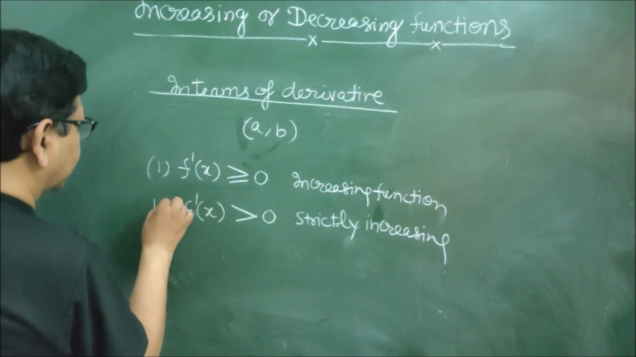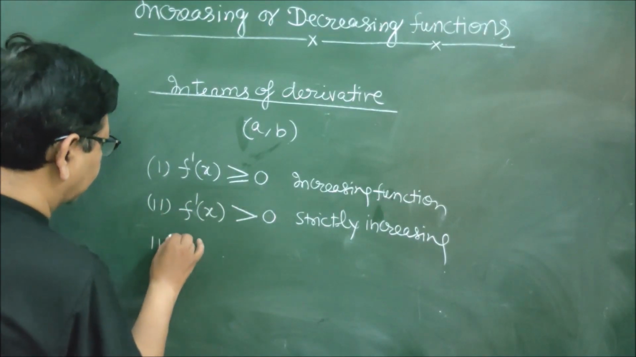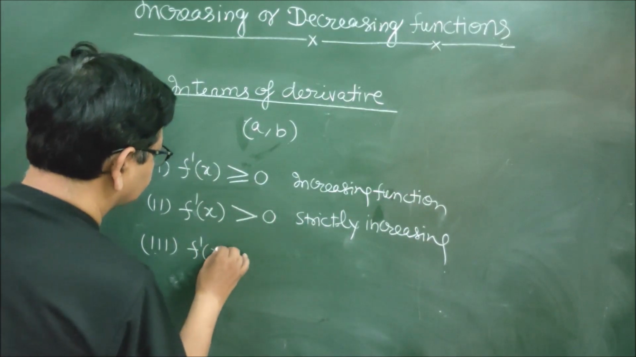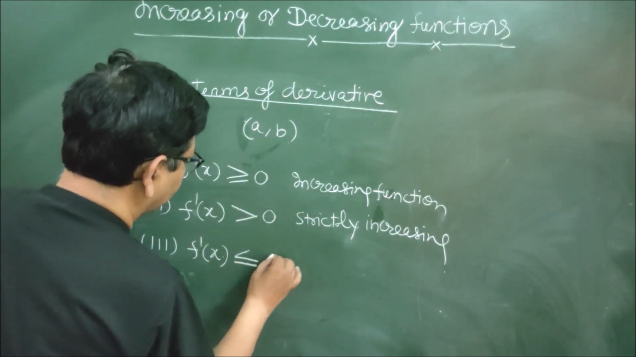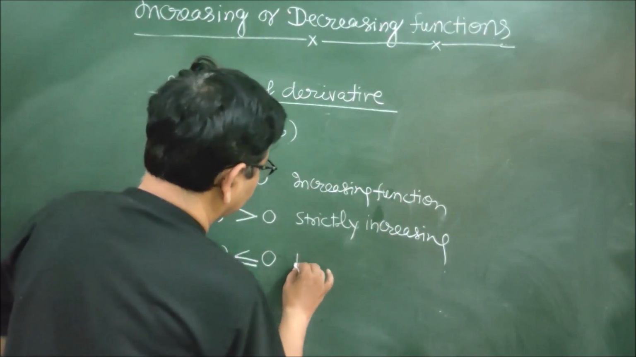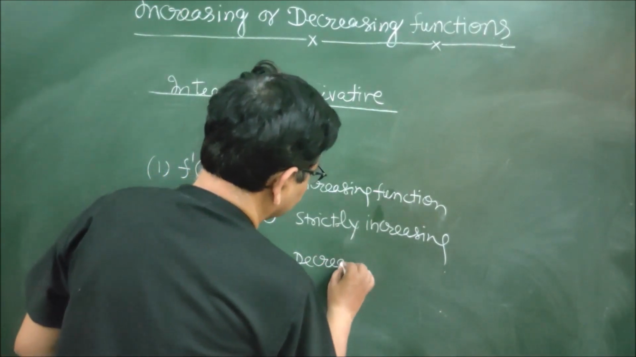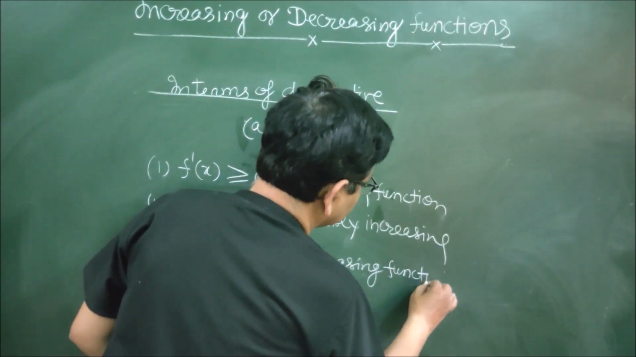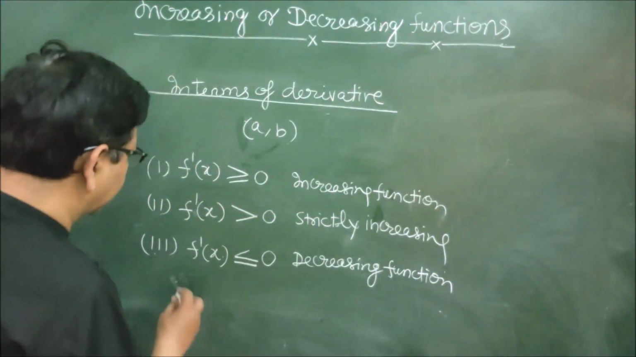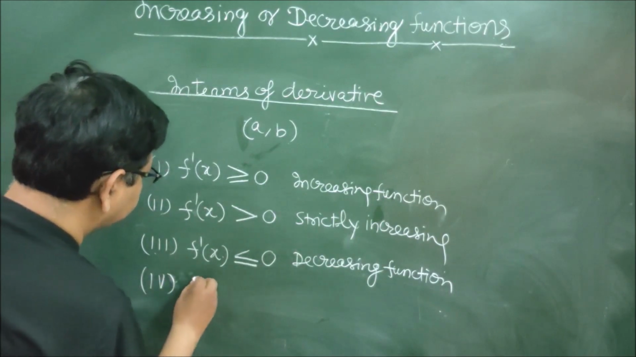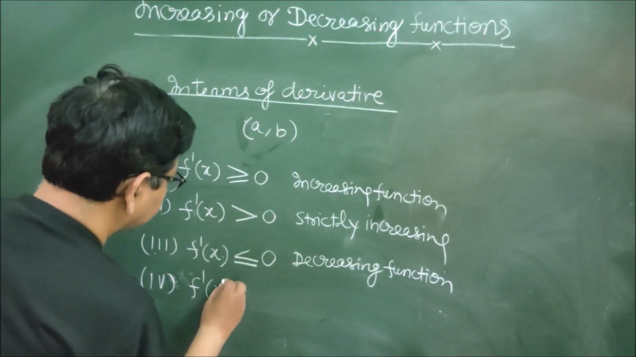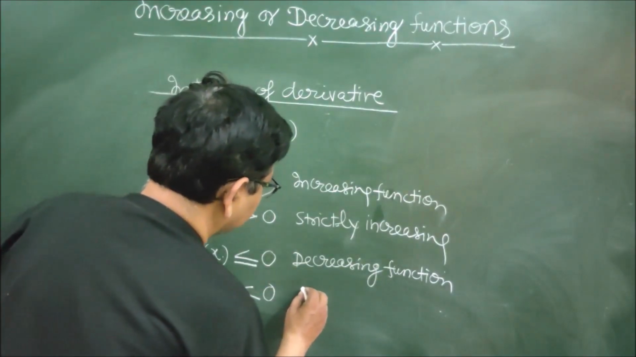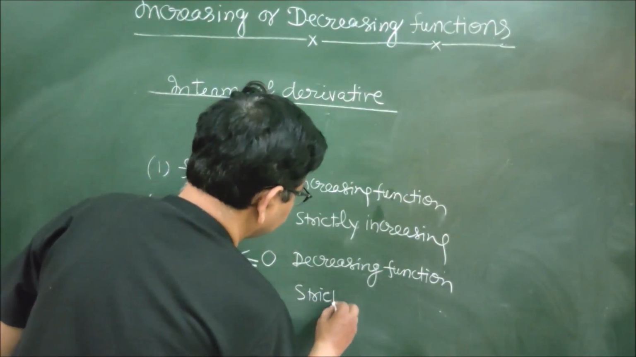Third case, if in an interval the value of f dash x is less than or equal to 0, the function is said to be a decreasing function. And if in an interval f dash x is less than 0, then it is said to be a strictly decreasing function.